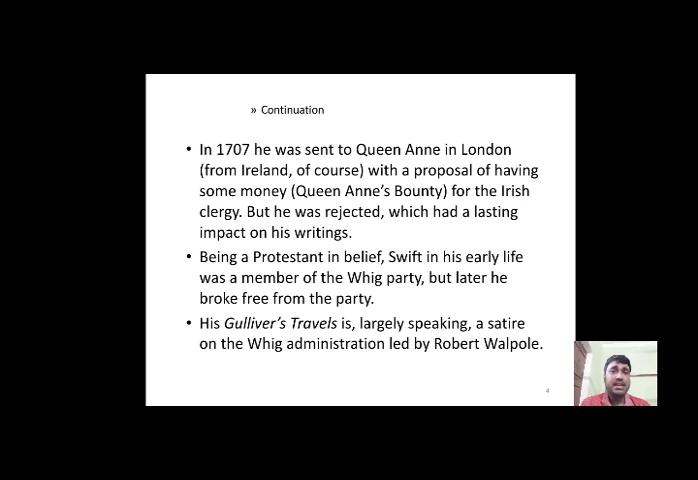Being a Protestant in belief, Swift in his life, as I told you, was a member of the Whig party, and later he broke free from the party. His Gulliver's Travels is largely speaking a satire on the Whig administration led by Robert Walpole. We know Gulliver's Travels is a satire on human nature, on human custom, creed, and whatnot. But largely speaking, it refers to the contemporary Whig administration, and that Whig administration was led back then by a man called Robert Walpole.